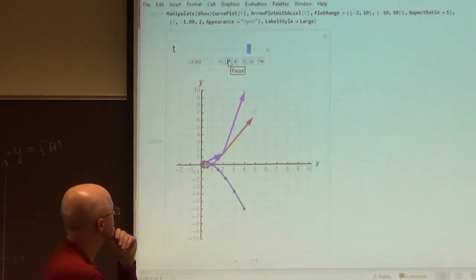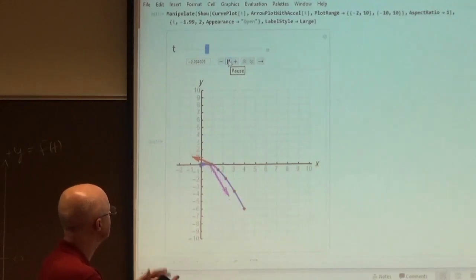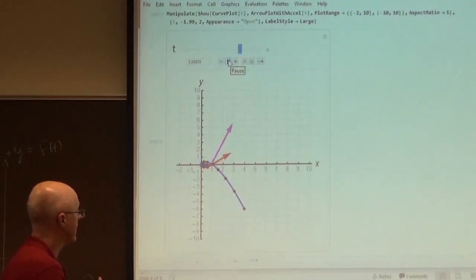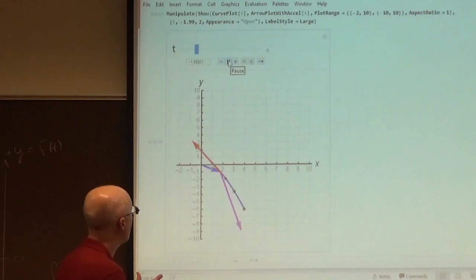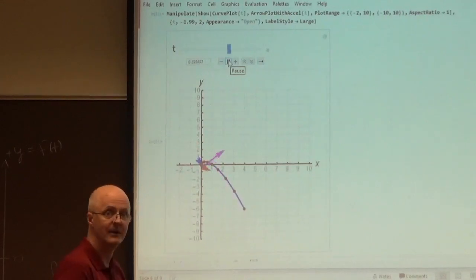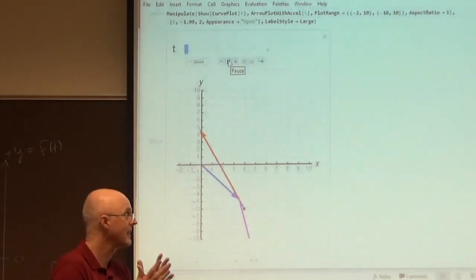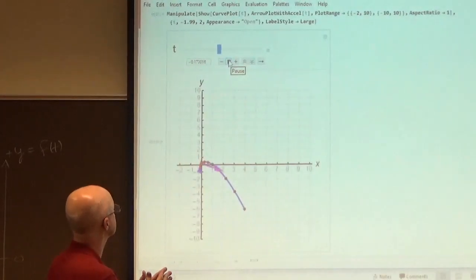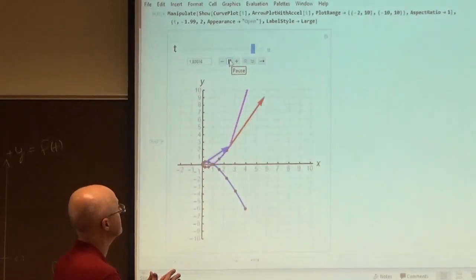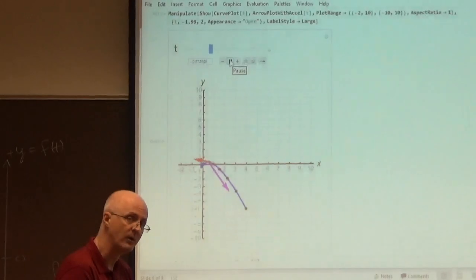How? Well, one thing I want you to notice is that when the angle between the red and pink vectors is large, like it is at the start right now, bigger than 90 degrees, the red vector is getting shorter. And when the angle between the pink and red vectors is small, like now, the red vector is getting longer. That's one relationship.